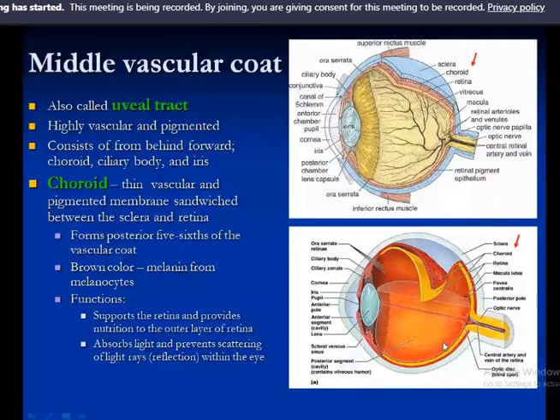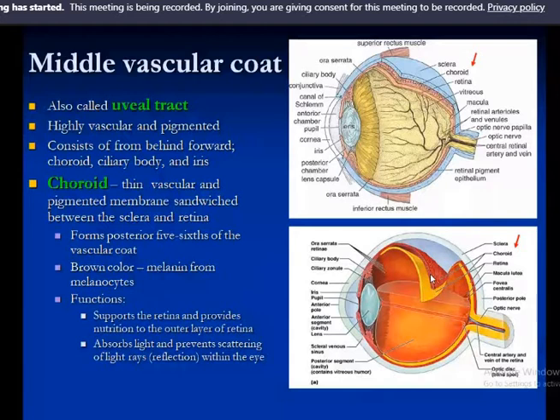Next one, what is the main function of the choroid? It supports the retina. It provides the nutrition to the outermost part of the retina. Next one, it helps in the absorption of the light, and it prevents the scattering of the light ray within the eye. So that is the function of the choroid.